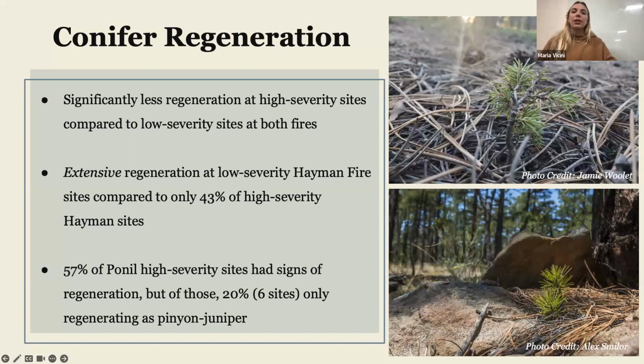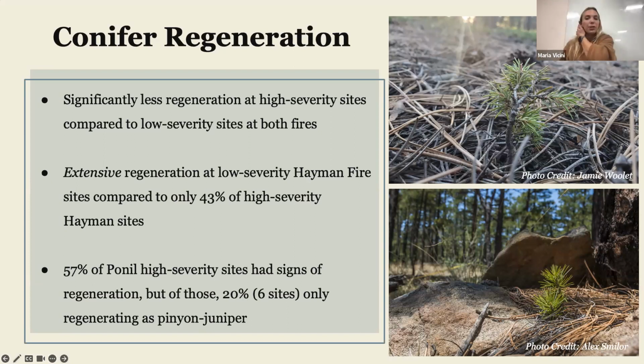Moving into conifer regeneration, with the results of the Fisher's exact test, I found that there was a significant difference in the presence of conifer regeneration between low and high severity sites at either fire. There were fewer signs of conifer regeneration at high severity sites across the board. Results showed that 43% of Hayman high severity sites had some sign of conifer regeneration compared to 100% at low severity sites. While the Poniel complex fire had more signs of regeneration, with 57% of high severity sites having some sort of regeneration, 6 of those 30 sites showed only signs of pinyon juniper regeneration.